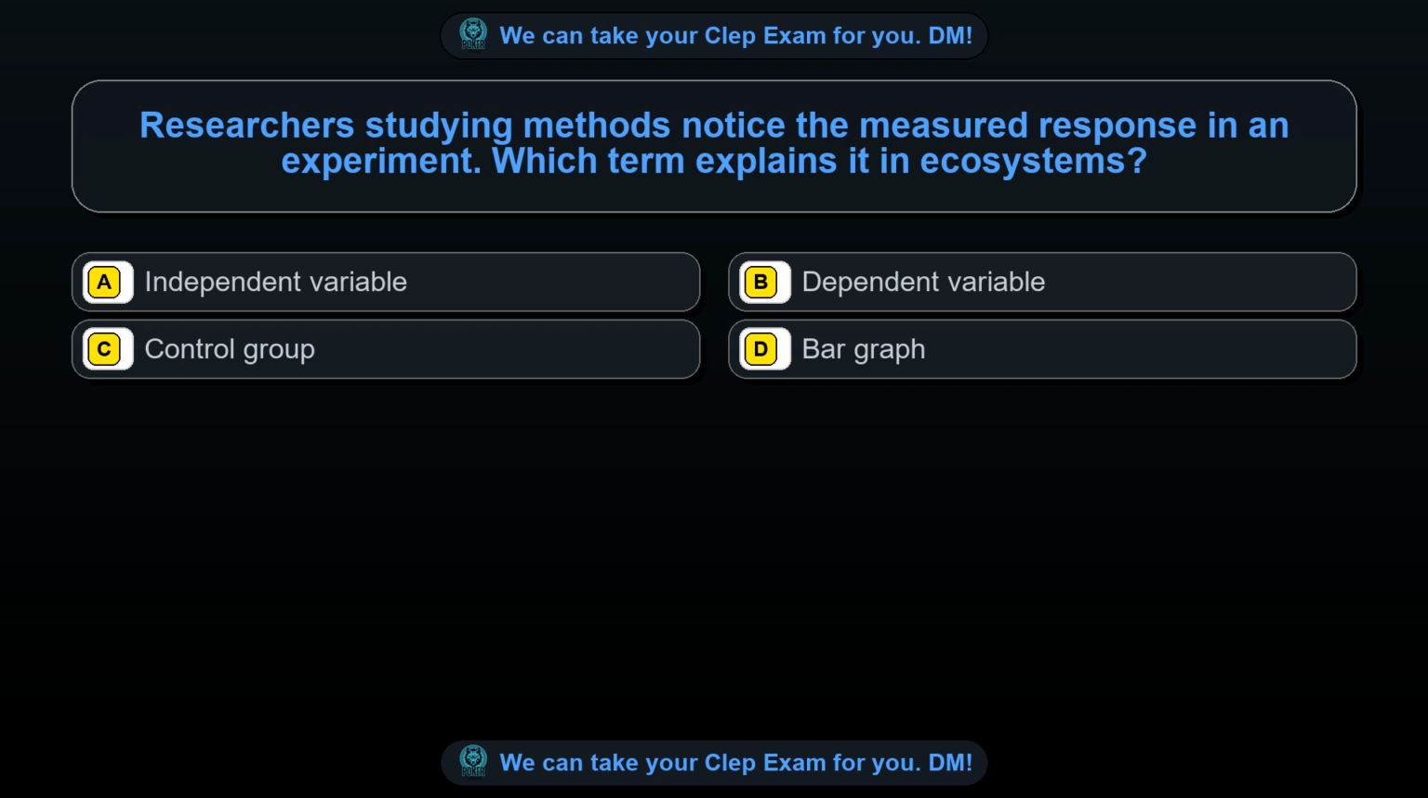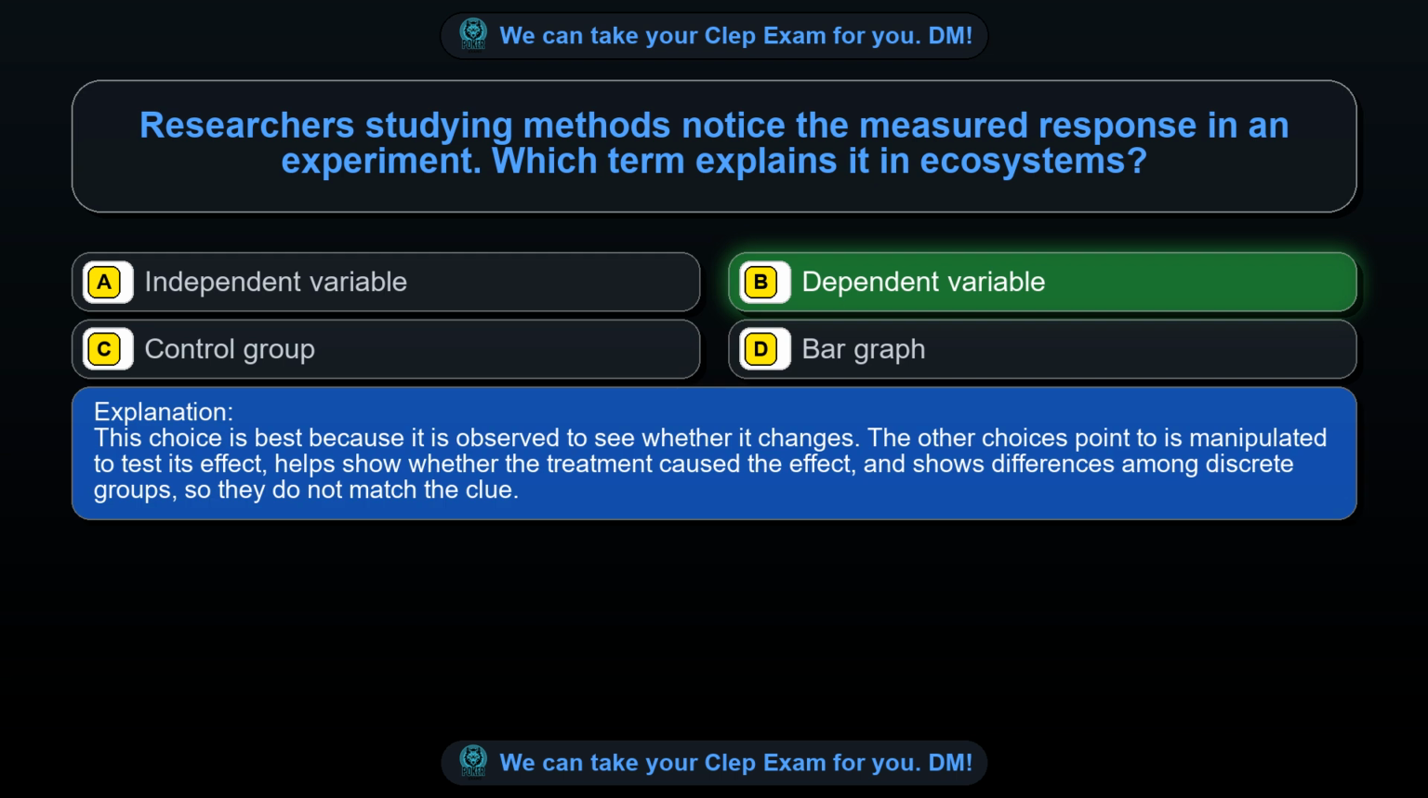Question 32. Researchers studying methods notice the measured response in an experiment. Which term explains it in ecosystems? Option A, independent variable. Option B, dependent variable. Option C, control group. Option D, bar graph. The correct answer is option B, dependent variable. This choice is best because it is observed to see whether it changes.